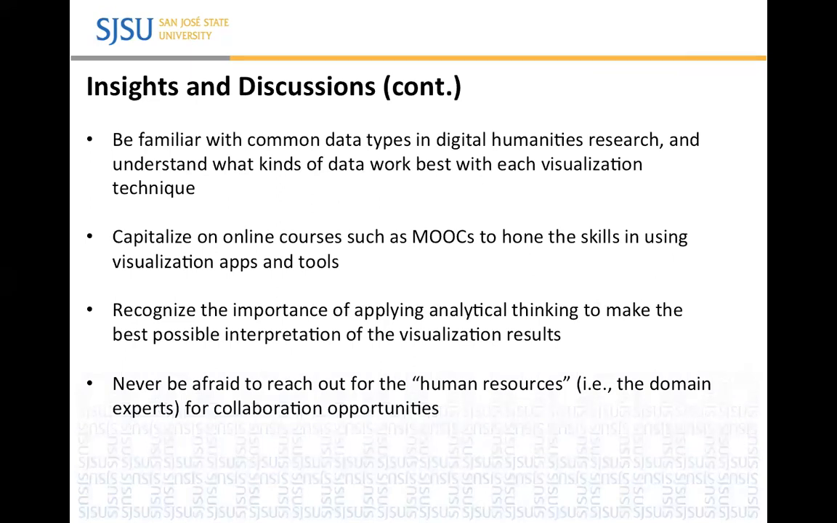And never be afraid to reach out to other human resources, with quotation marks, who are the domain experts for collaborative opportunities. In one of the online resource guides that I looked at, and I can't really remember which one it is, there is a list of people who are specialized in a certain domain, who are specialized in a certain technique, provided on their website. And I found it a really good tool for people, not only the researchers, but for academic librarians to reach out for collaborative opportunities too.